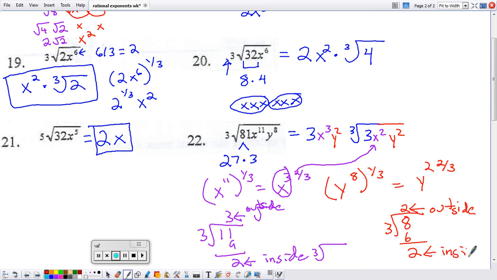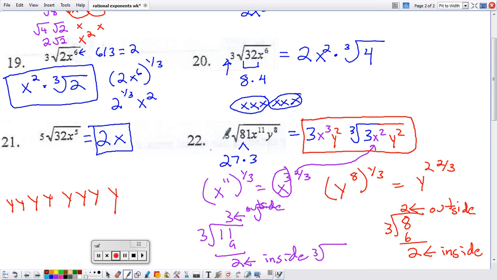I'm going to give you the visual demonstration of this one more time. I'm going to box this because we're getting very colorful here. This is my final answer. Just to show you with that y to the 8th, 1, 2, 3, 4, 5, 6, 7, 8. I'm looking for groups of 3. There's 1, 2 groups of 3. That's where the y squared outside the radical comes from. And I have 2 left over. I can't make any more groups of 3. And that's where the y squared inside the radical comes from.